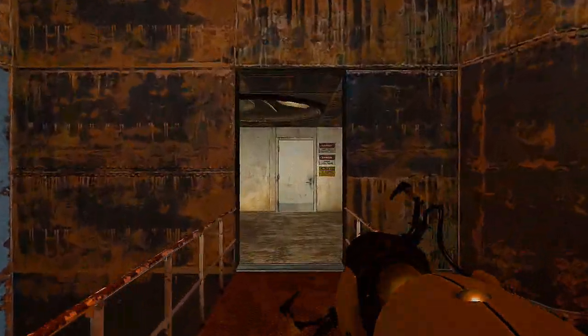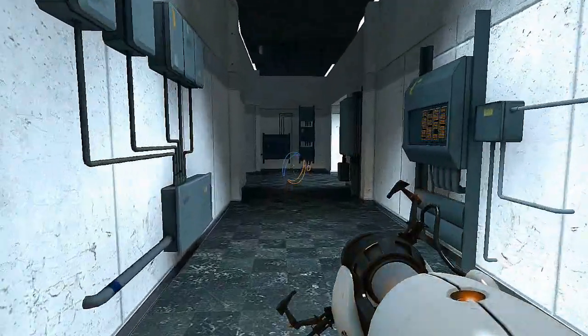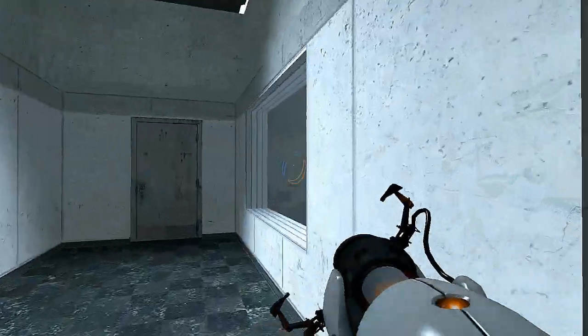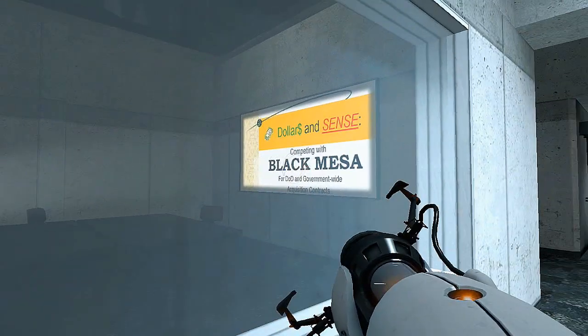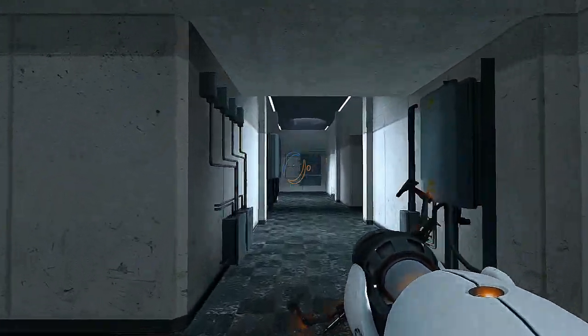I really do too, and after playing through Portal Prelude, they actually used one of those segments up top. After playing that, I was thinking maybe there is something up there in the original, because the catwalks are perfect. Black Mesa, the competing company. Yep. For God and government. Dollars and cents.